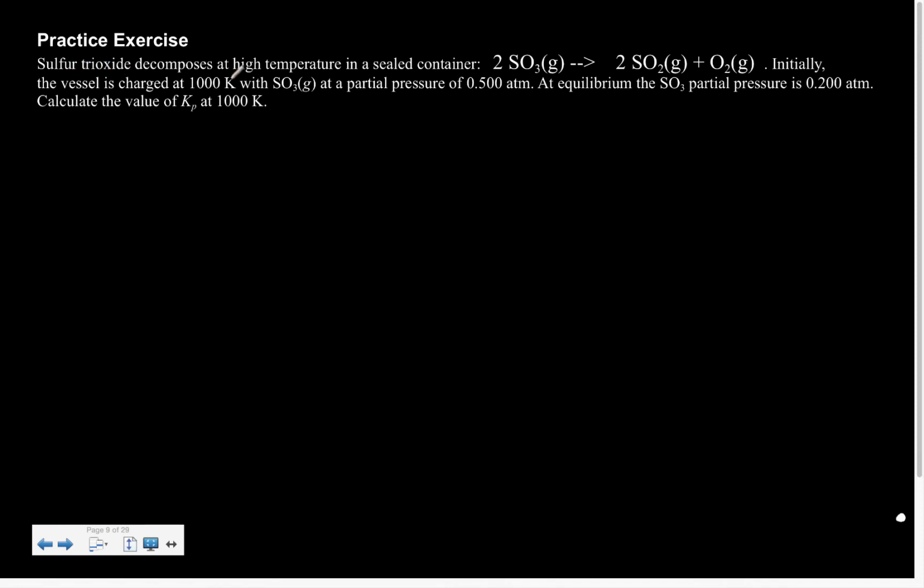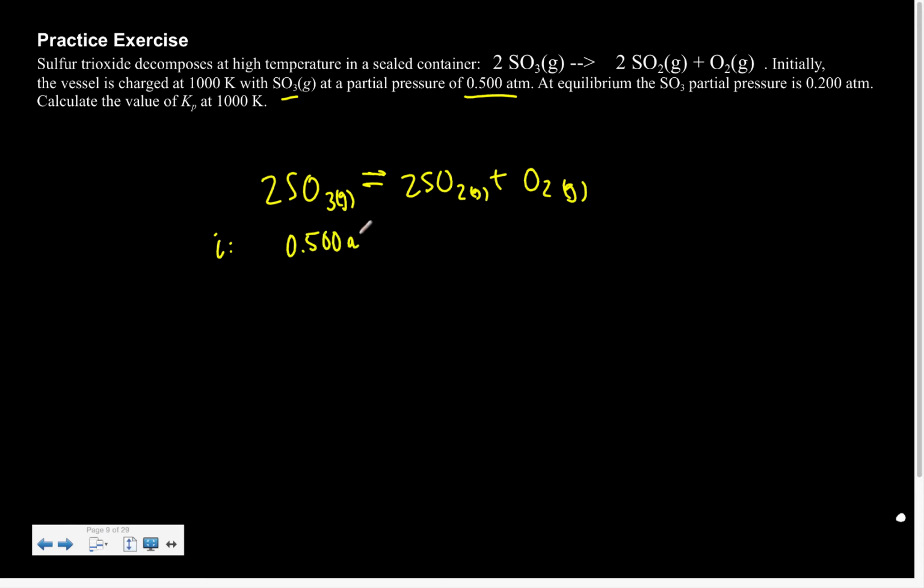Says we have sulfur trioxide decomposes at a high temperature in a sealed vessel. So let's start by writing our reaction, which says 2SO3 ⇌ 2SO2 plus O2, and they're all gaseous. And it says that initially the vessel is charged at 1000 Kelvin with SO3 at a partial pressure of 0.5. So I know that this is 0.5 atmospheres. And I have my change and my equilibrium.